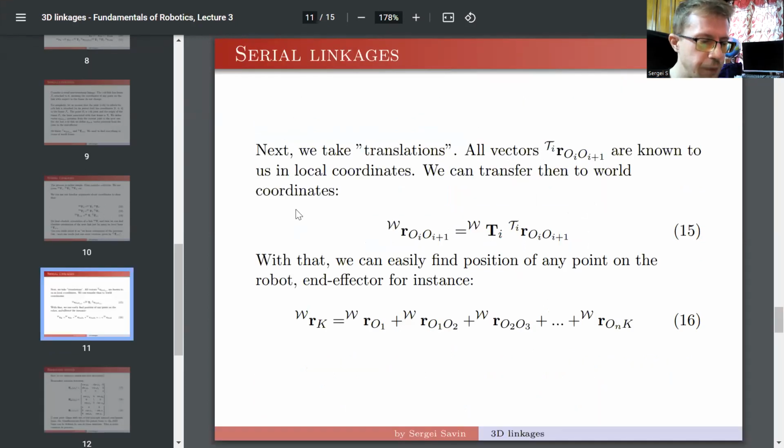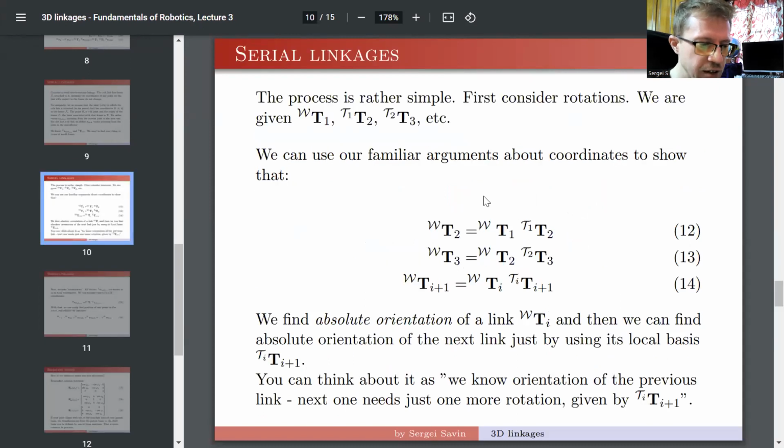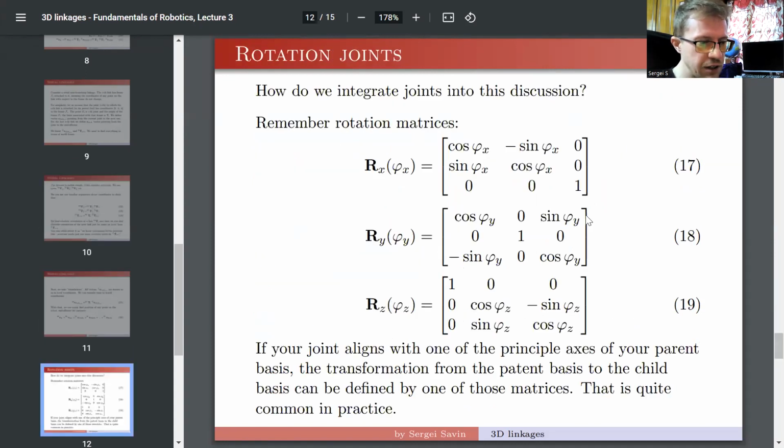When we were talking about relative orientations before, let me show you here. Relative orientations as in these: T2 expressed in T1, T3 expressed in T2, etc. Instead of one of those, you can use a rotation matrix around the correct axis, the axis in which your joint is oriented, and that would give you your transformation, and that would be your joint angle. So that is how you integrate your joints.